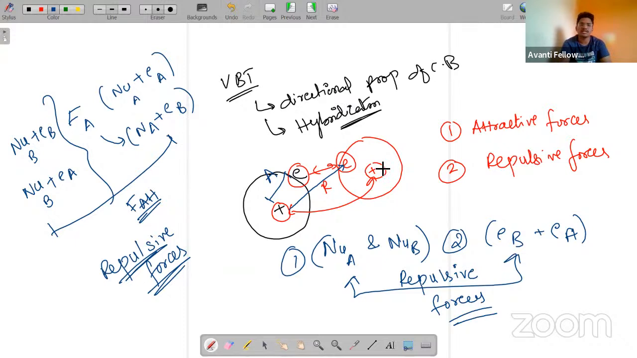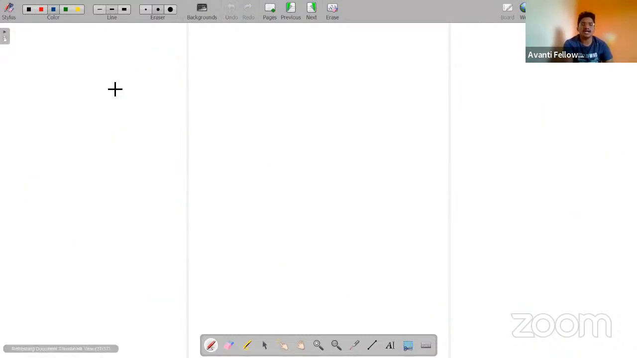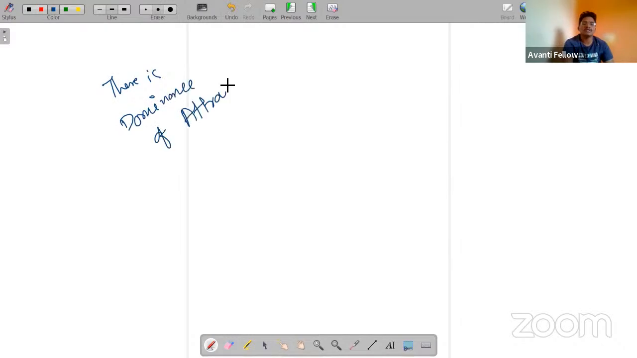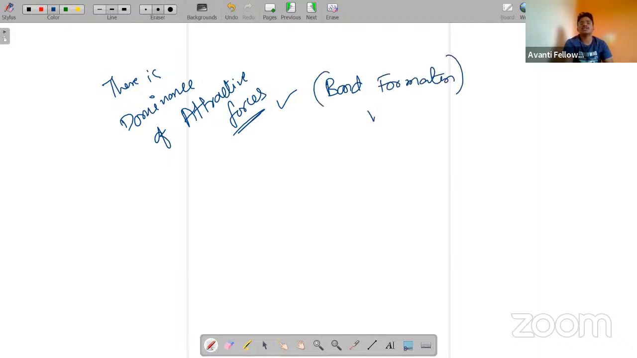What types of forces are there? Repulsive forces and attractive forces. But according to VBT theory, what we are suggesting is that there is a dominance of attractive forces. Because of the domination of attractive forces, bond formation takes place. So this is explained by which theory? VBT theory. I hope you understand. The dominance of attractive forces over repulsive forces means bond formation takes place, explained by VBT.